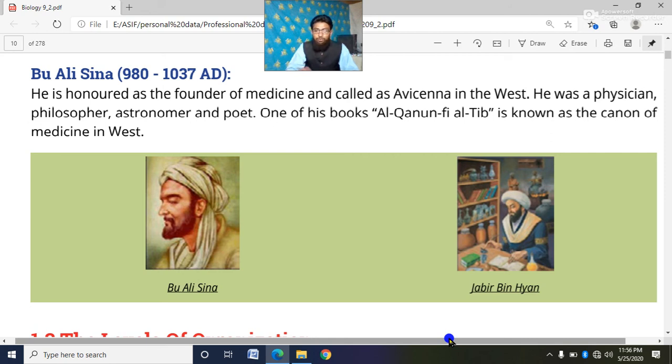Al Qanun fil Tib, written by Abu Sina, is known as the basic source of knowledge for medicine. So they try their best to get basic knowledge from the book of Abu Sina. The book is Al Qanun fil Tib.